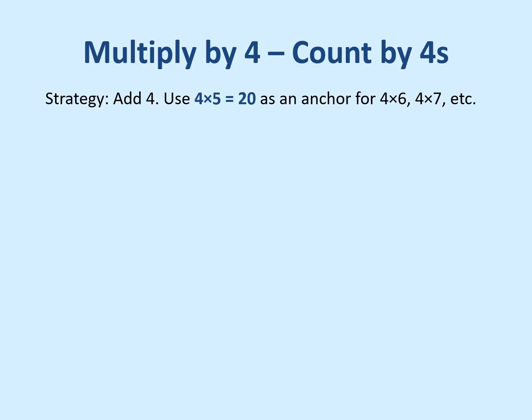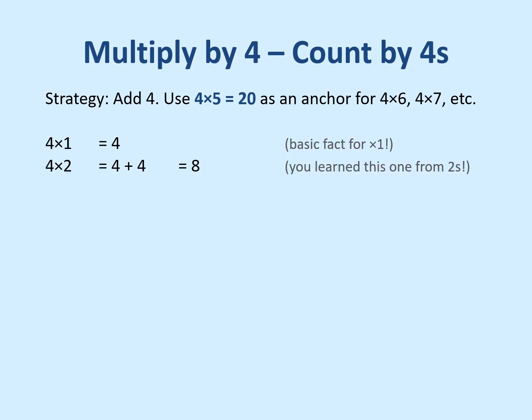Similarly, when we multiply by 4, we're going to count up by 4s. Similarly, we are going to use 4 times 5 equals 20 as an anchor so that we can continue counting up to get 4 times 6 and 4 times 7. You already know the 4 times 1 fact, which is 4, and 4 times 2 doubles fact, which is 8. And you just learned 3 times 4, which is the same as 4 times 3, which is 12.